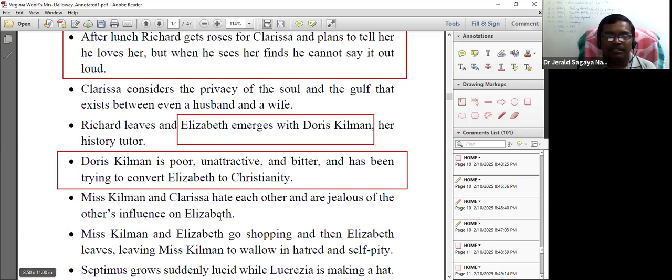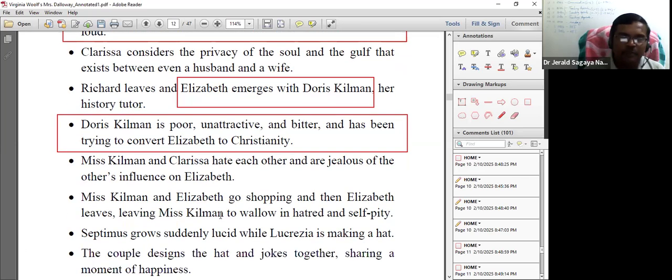Okay, அதே நேரத்துல நமக்கு அடுத்ததுக்கு இந்த மாதிரி ஒரு suspicion இருந்ததுனால there was a kind of animosity or hatred between Miss Killman and Clarissa. The second thing is the mother is a bit worried about the intimacy that exists between Elizabeth and Miss Doris Killman. ஏன் அந்த மாதிரி ஒரு பயம் வந்திருக்குன்னு சொல்லுங்க பார்க்கலாம். Why was the mother very much worried about the closeness between Elizabeth and Miss Killman?